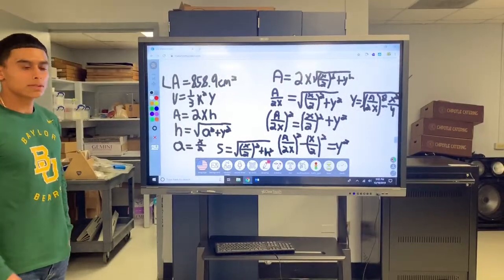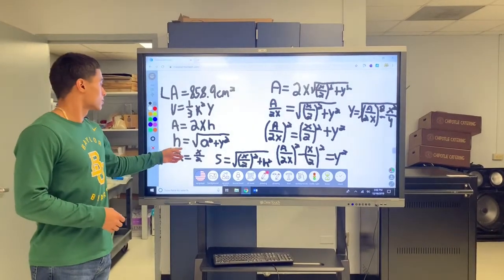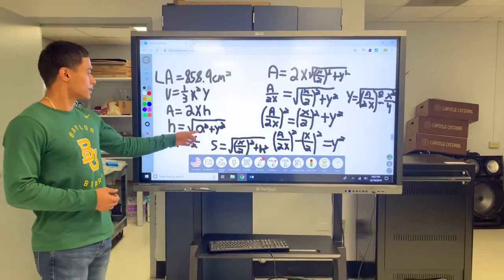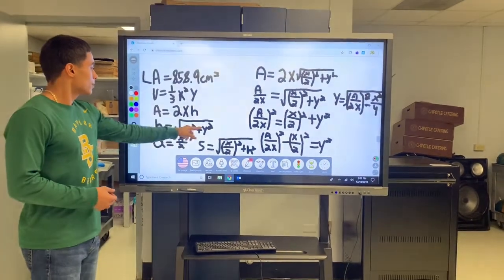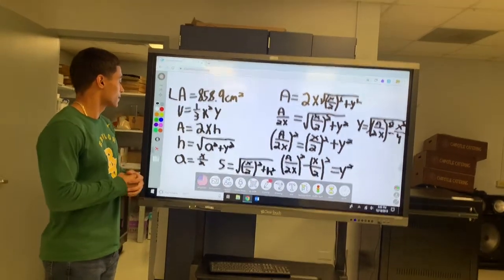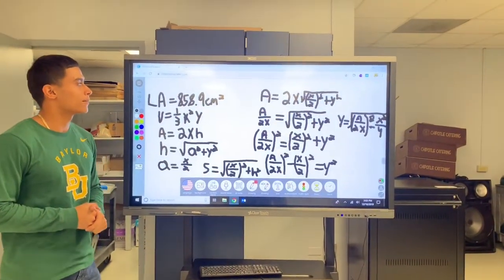To start off, we want to take what is given, which is a equals x over 2. You plug that into the h equals square root of a squared plus y squared formula. Once you plug this in, you take this part of the equation and plug it into A equals 2xh. Using this equation, it'll help you find your y variable.